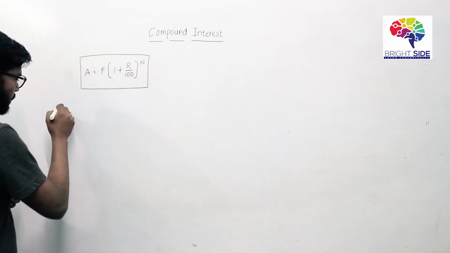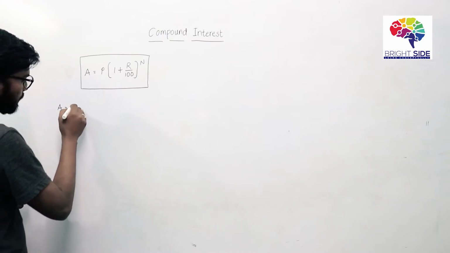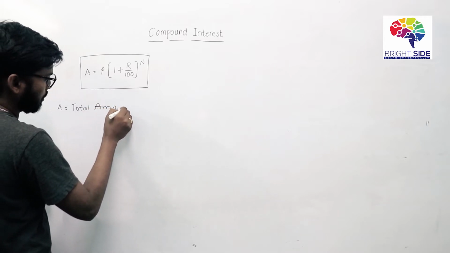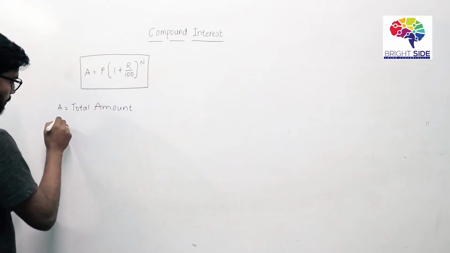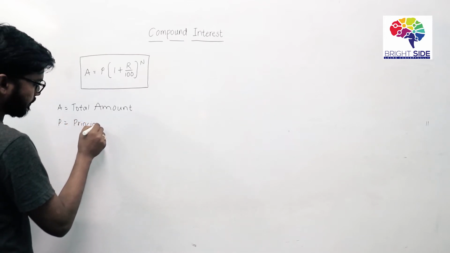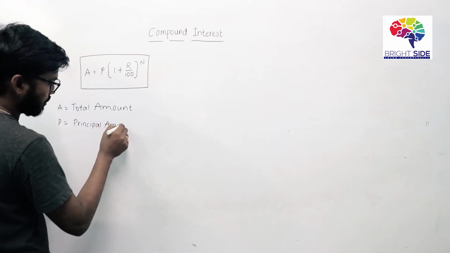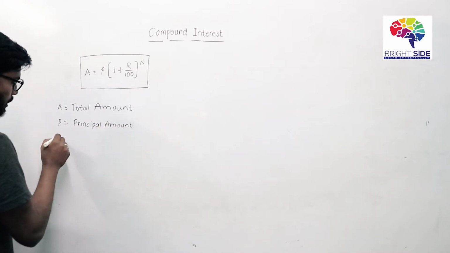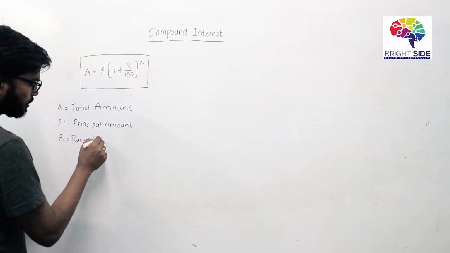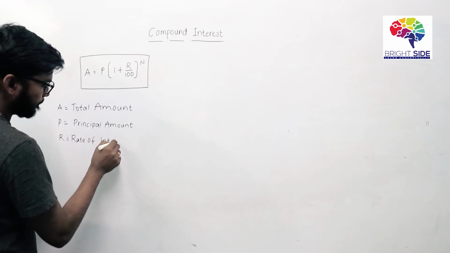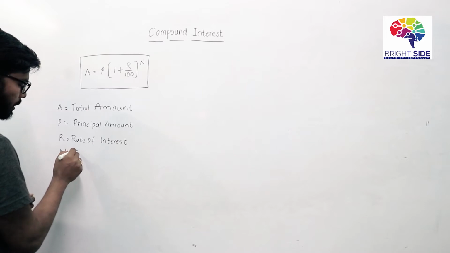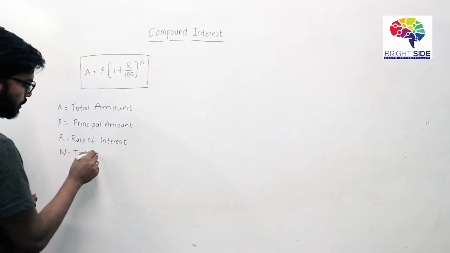Okay, so let us write what is A. A is the total amount to be paid. P is principal amount, the amount which we have taken for interest, and R is rate of interest, and N or T is number of years.